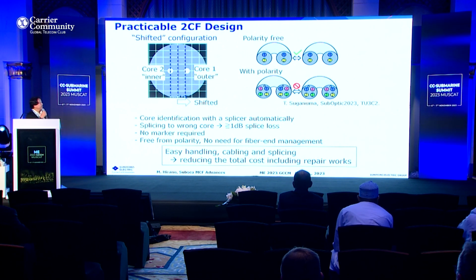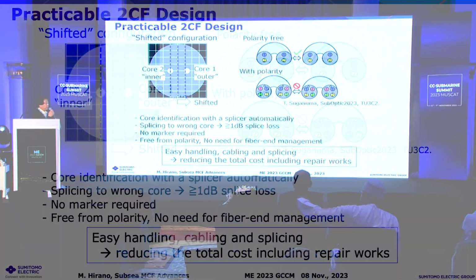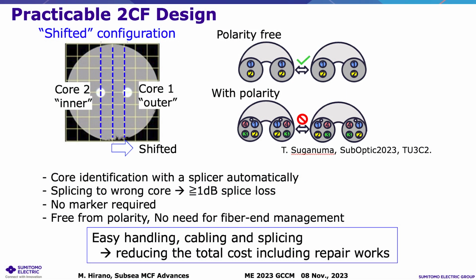What is the design? We applied the shifted configuration. This means that from the center of the fiber, core 1 is shifted to the outer. So this is, I can say, an asymmetric configuration. This configuration has various merits. The core can be identified by the fusion splicer automatically, 100%. We never experienced a failure.